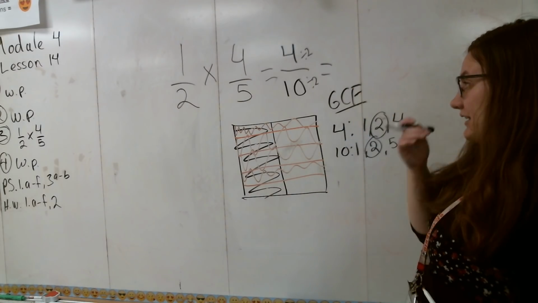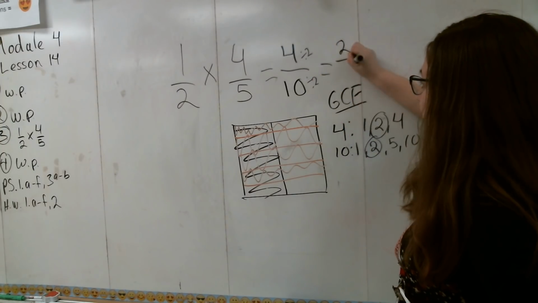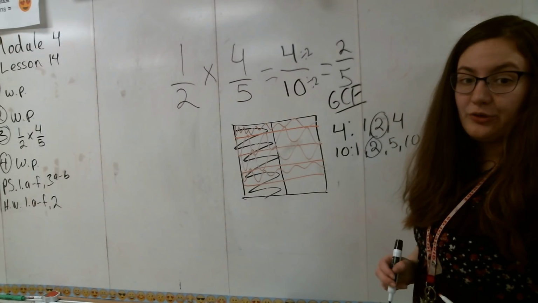And then when I get to this part, now I can simplify this. So I have 4 divided by 2, which gives me 2, and then 10 divided by 2, which gives me 5, and my answer is 2/5.